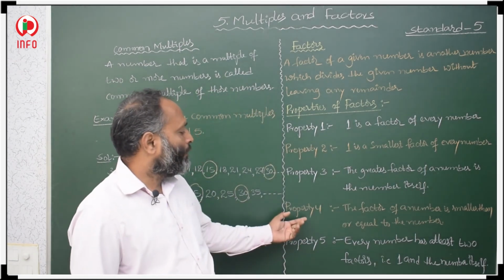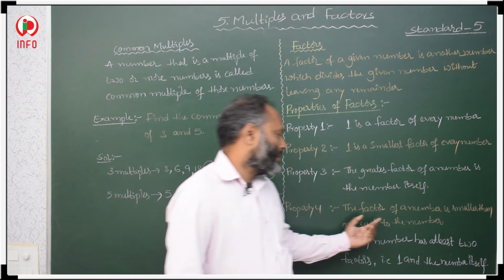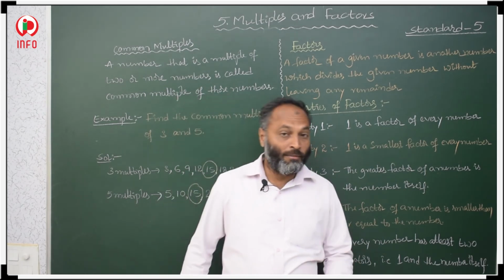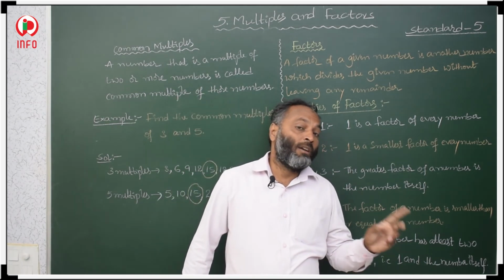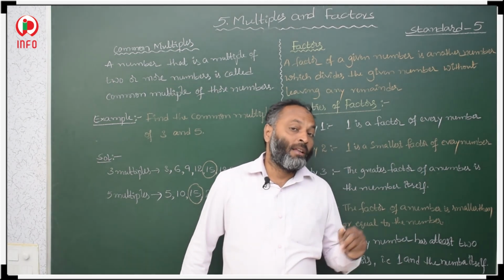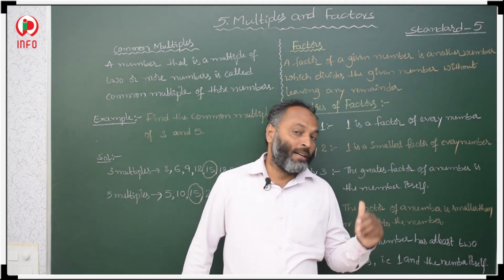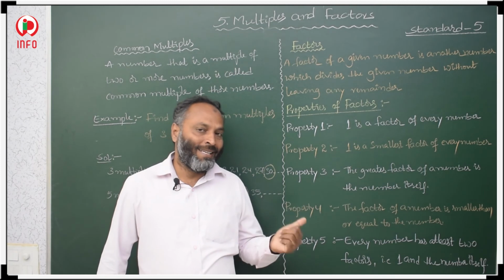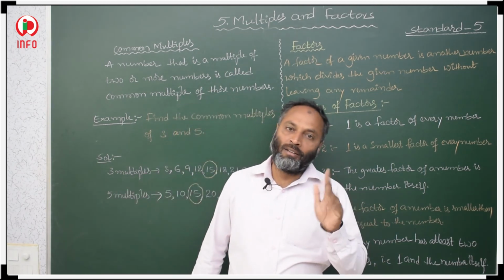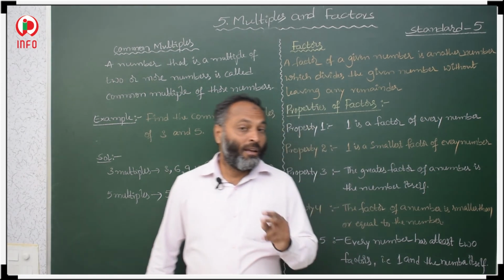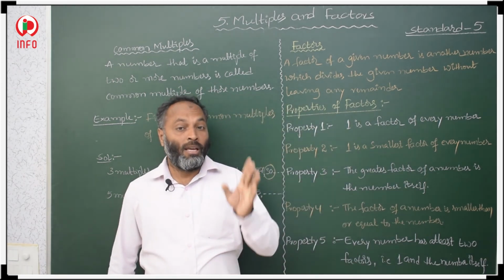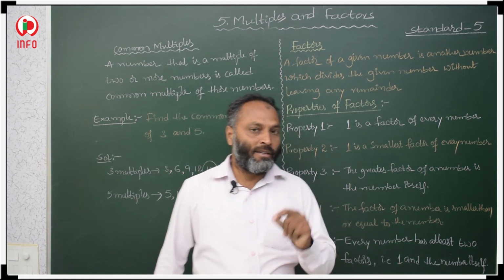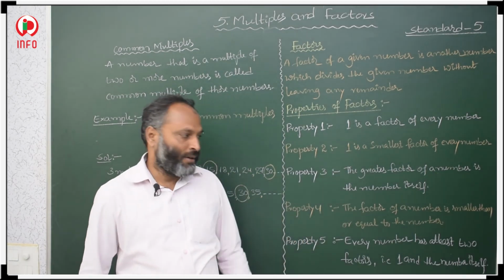Next, fourth property, a factor of a number is smaller than or equal to the number. In multiples, what we discussed, multiples of a number are equal to or greater than the number, but factors are less than or equal to it. Whatever the factors of a number are, they are either less than or equal to the given number. But in multiples it is not like that. Factors are less than or equal to the given number.